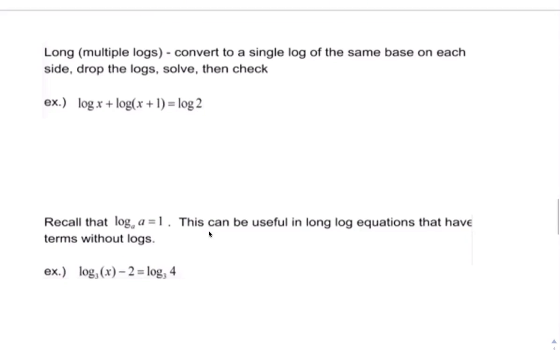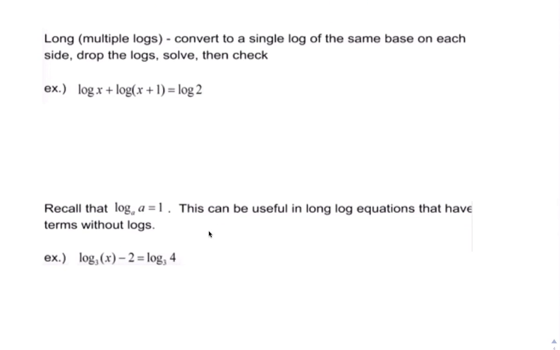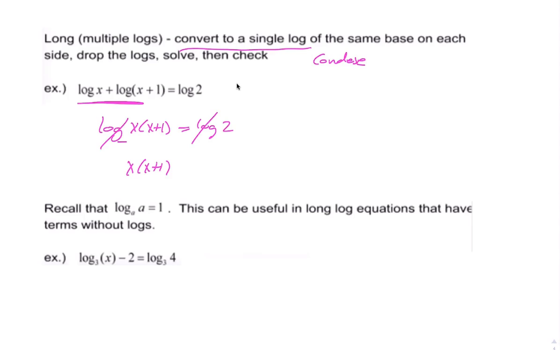If it's multiple logs, you got to condense it first. Convert to a single log. So I can't just take the base of both sides here. I got to condense it first. So plus means multiplication. So I get log of x times x plus 1 equals log of 2. Now I can take the base of both sides. So the base here is 10. Essentially the logs cancel each other out. You get x times x plus 1 equals 2.